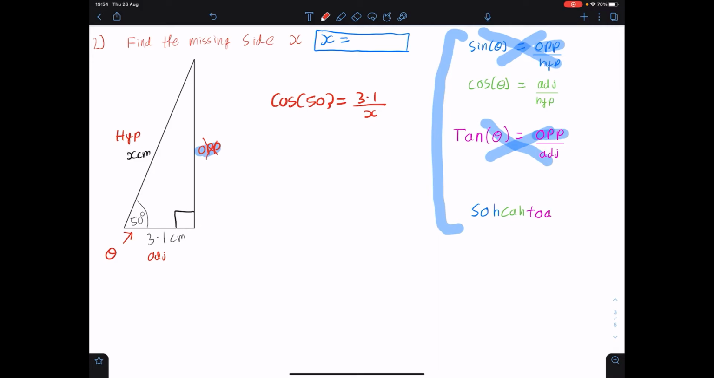We can do this in two steps. Firstly, we multiply both sides of this equation by x. So if we do that, on the left-hand side, we'll get x multiplied by cos 50, and on the right-hand side, we'll just get 3.1. Now, the second thing we need to do in this rearrangement to get x on its own is just to divide both sides by cos 50.